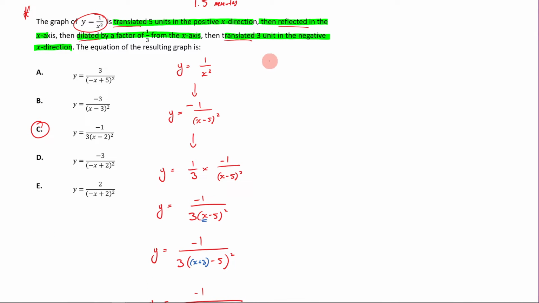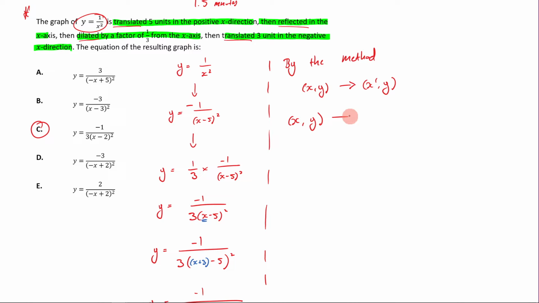We answered this by inspection just then, but you could also answer it by the method. So let's go through how to do that as well. This is going to be a bit more involved. So we're starting with a point and we're going to a new point, x dash y dash. So what is x dash y dash going to be? Well, we're told that the first thing we do is translate 5 units in the positive x direction. So that means I'm going to get x plus 5 and then y. And that should be a dash there as well.